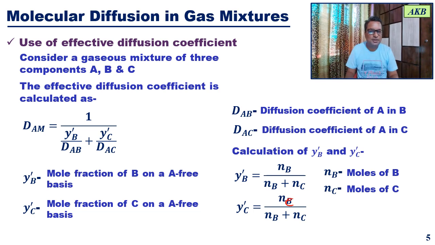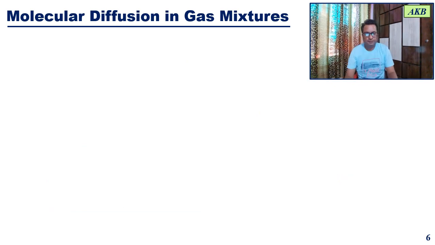Okay. Now next, having understood how to get effective diffusion coefficient in a simple situation, why I'm saying simple situation, we have assumed variation of DAM to be linear along the diffusion path, and second simplification is we are saying that all components other than component A, they are not diffusing, they are stagnant.